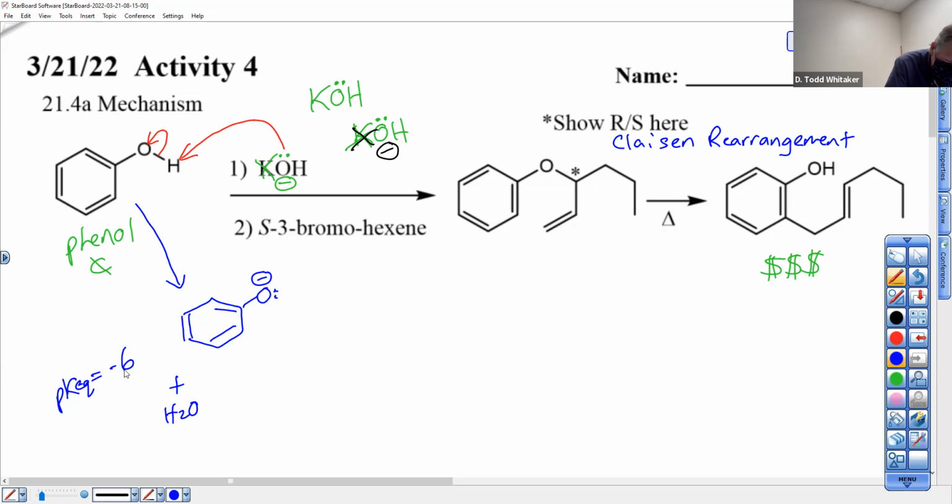S-2-bromohexene. That wasn't enough information there. Sneak the 1 in there for me. Sorry about that. S-3-bromo-1-hexene. So you've got your 1. 1, 2, 3, 4, 5, 6. 3-bromo. Which one has the bromo? Right there. There it is. S. Backside attack, leaving group leaves. That's it.